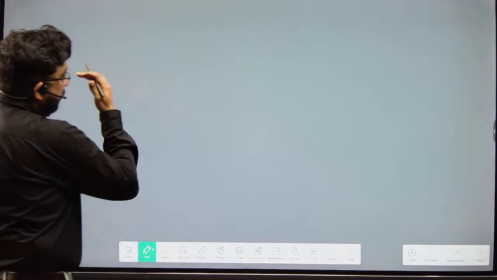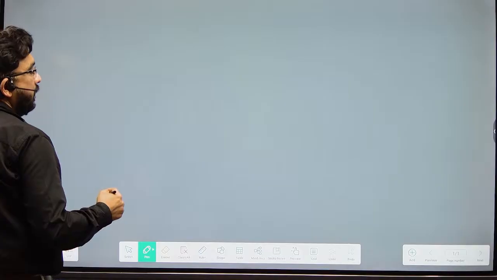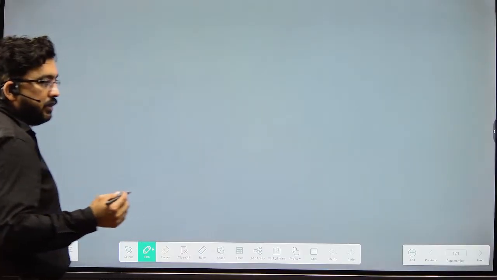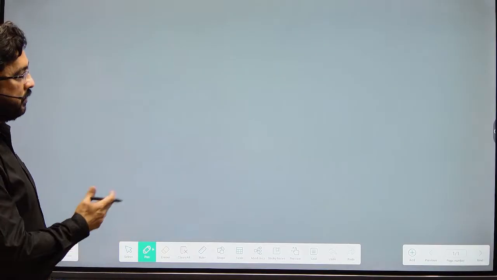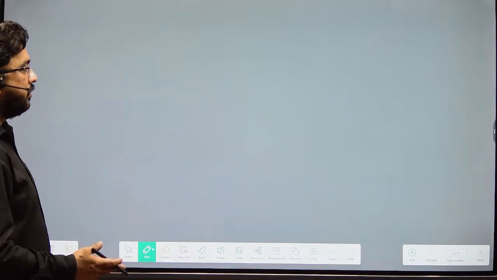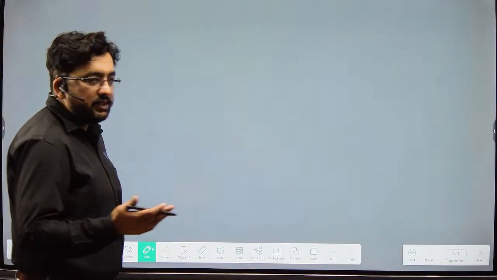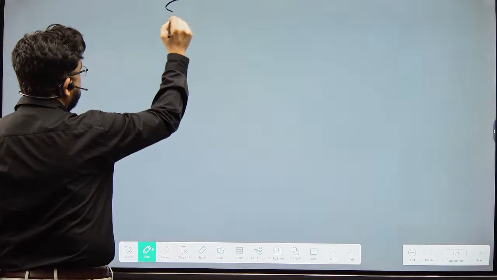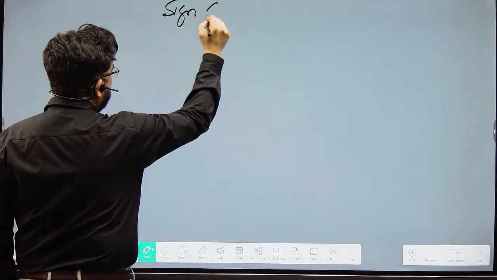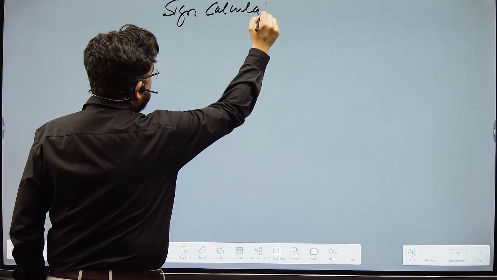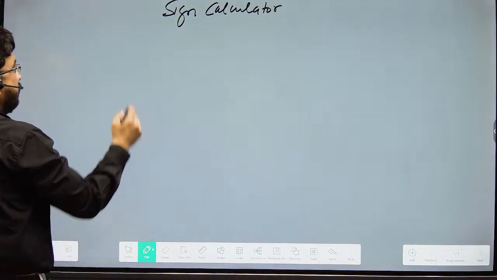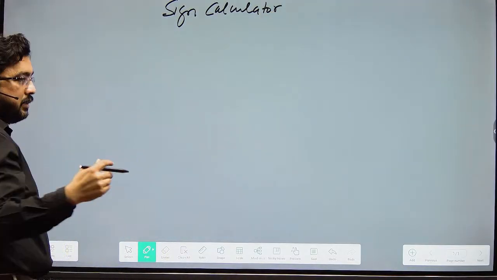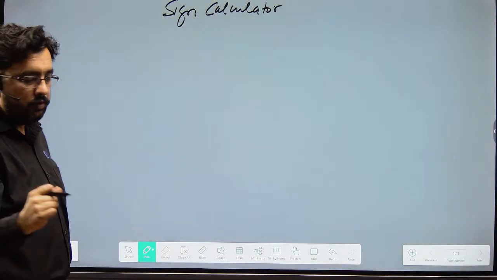To start with the subtractor, let me once again help you understand what project we are going to make and what components are required to make the project. So I'm planning to start with the sign calculator. This sign calculator I'm just revising for your information.